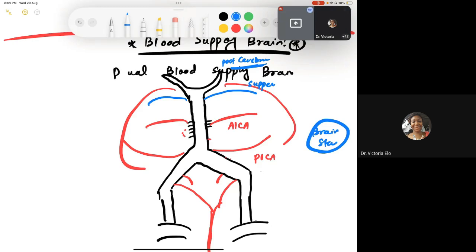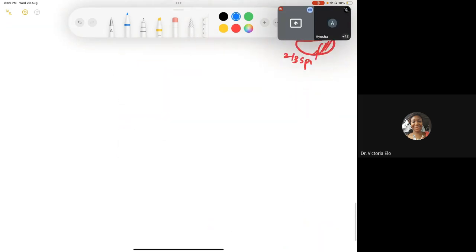Okay, so this was the first blood supply, which is basically supplying the brain. The next one is going to be the carotid system, supplying your brain. So let's discuss the carotid system, right?